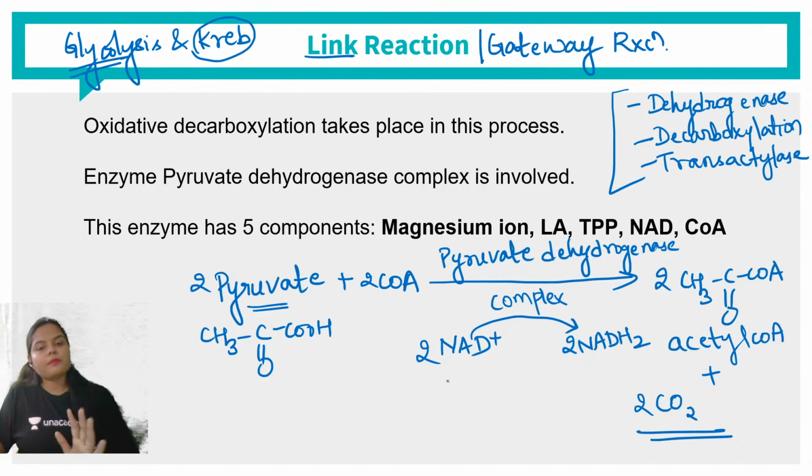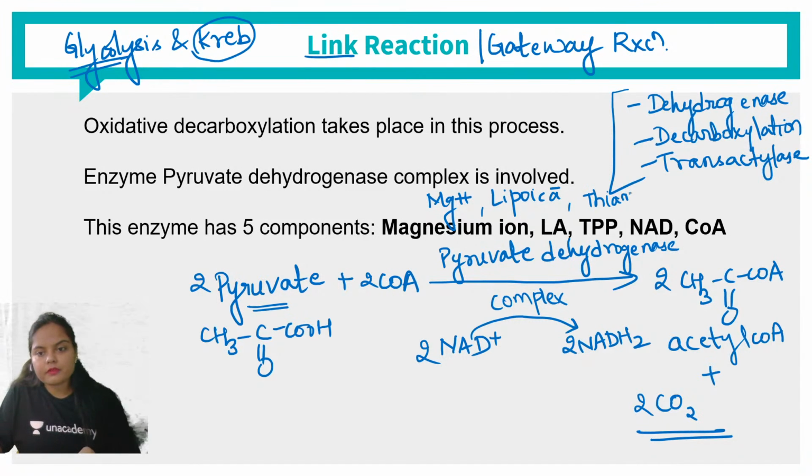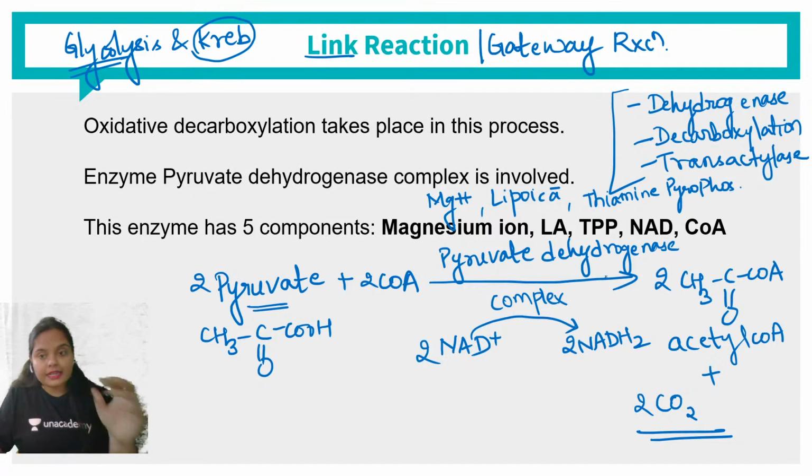Okay guys, one more important thing. This enzyme complex, pyruvate dehydrogenase complex, requires 5 mandatory components. What are those components? They need magnesium ion. Then lipoic acid, LA. TPP stands for thiamine pyrophosphate, a vitamin B derivative. Then NAD, nicotinamide adenine dinucleotide, again a vitamin B derivative, derived from niacin. Then coenzyme A. All these 5 components are mandatory for this reaction to take place.